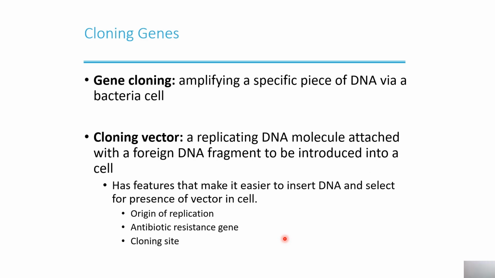Now, gene cloning means amplifying a specific piece of DNA via bacterial cells. Now, a cloning vector is a replicating DNA molecule attached to the foreign DNA fragment to be introduced into a cell. It has features that make it easier to insert DNA and select for the presence of the vector in the cell: the origin of replication, antibiotic resistance gene, and cloning sites.